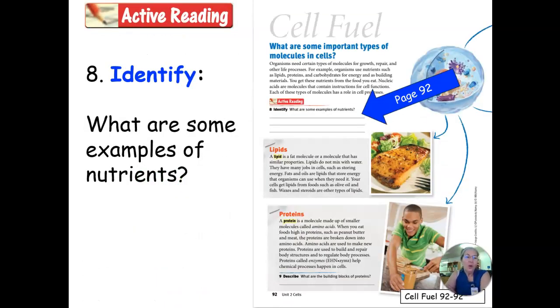So your first question, what are some examples of nutrients? Try to think about the smaller parts. Bread and meat and fruits, that isn't the way they want you to answer. They want you to think about the smaller parts of those nutrients.